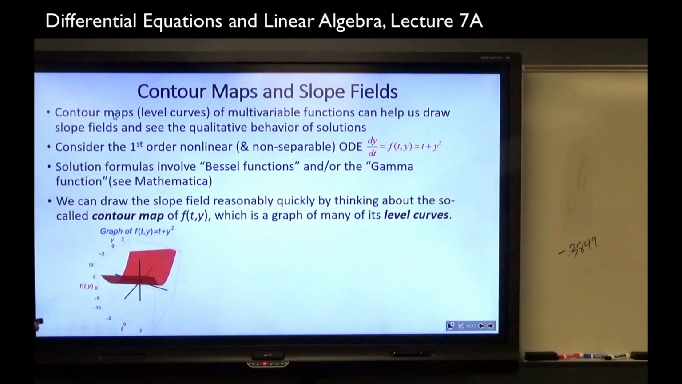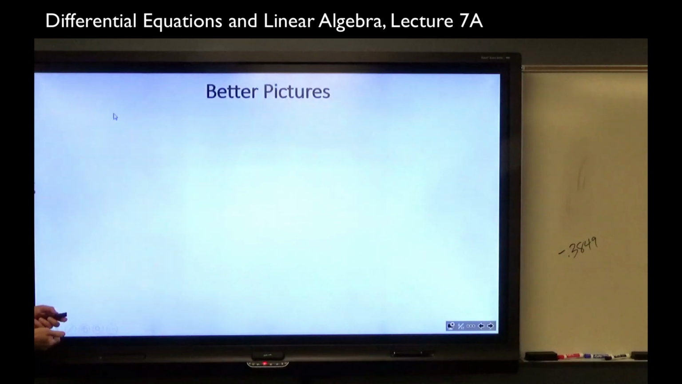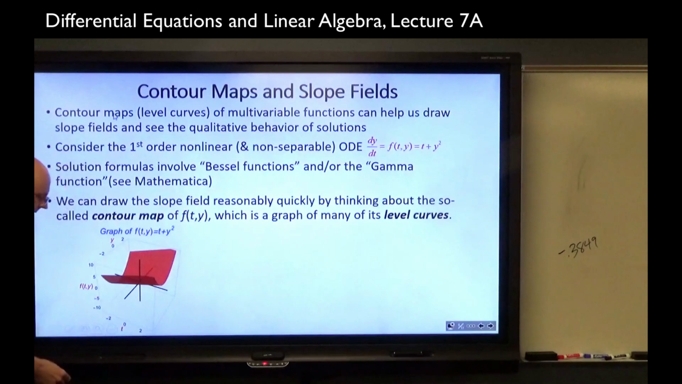Now that's kind of pretty, but it's kind of hard to understand real well in terms of these things called level curves, at least. We do see that as t increases, the outputs increase. We see as y increases or decreases, the outputs also increase. But what are the level curves that I'm talking about? I'm going to show you in the next slide a nice picture of this, but let me try to draw them a little bit by hand.